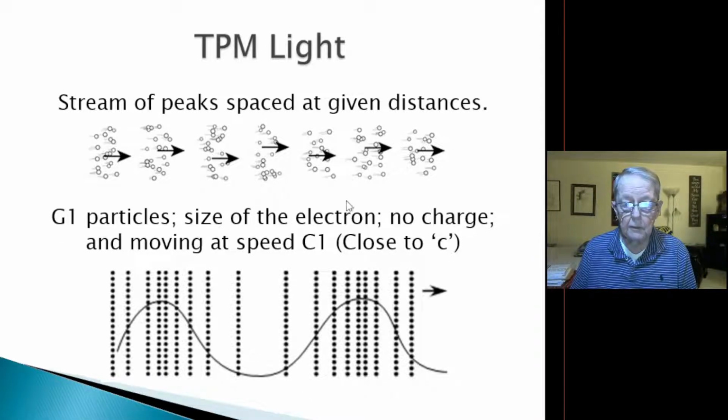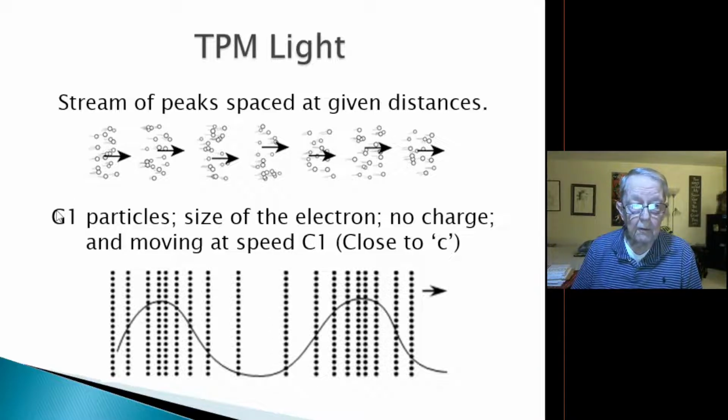G1 particles, basically the size of an electron, but no charge, moving at speed c1, which is close to the speed of light. You can make any waveform you want out of this stream by having more here and almost none here, and you create a peak here and a peak here and a valley. You can make sine waves, triangular waves, whatever you want.